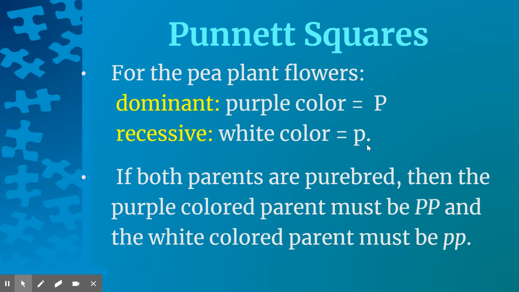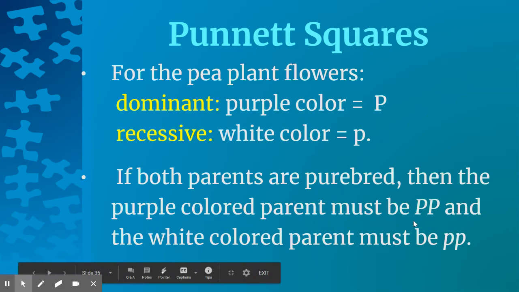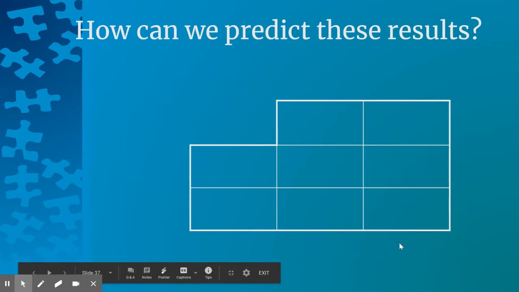Everybody's like, the recessive would be a little W. No, that's something different. Okay, so capital P for the dominant characteristic, lowercase p for the recessive. If both parents were purebred, then the purple colored parent would be capital P, capital P. The white colored parent must be lowercase p, lowercase p.